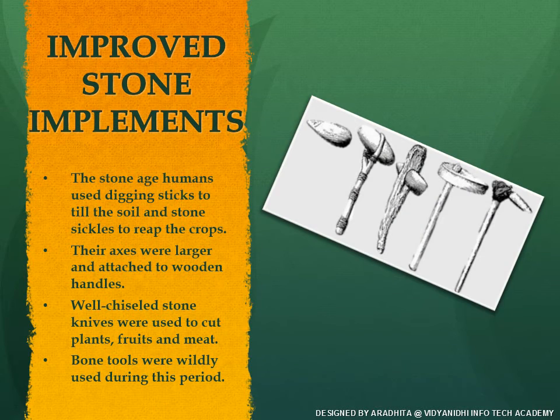Improved stone implements. The Stone Age humans used digging sticks to till the soil and stone sickles to reap the crops. Their axes were larger and attached to wooden handles. Well-chiseled stone knives were used to cut plants, fruits, and meat. Bone tools were widely used during this period.